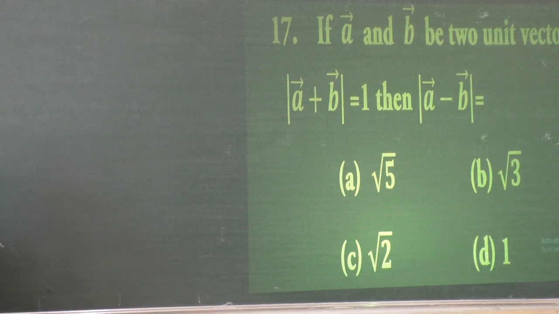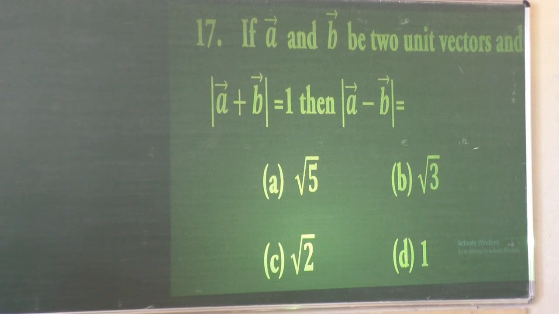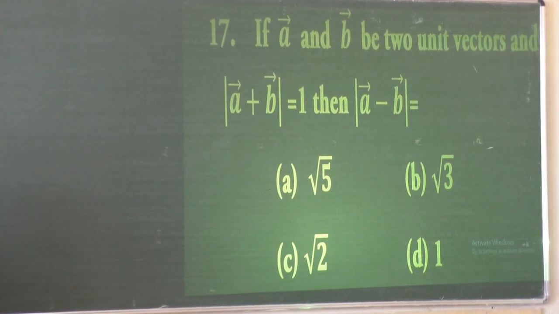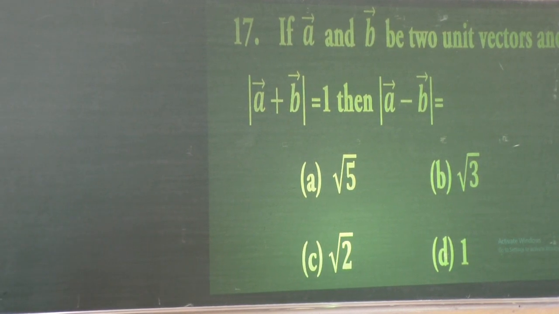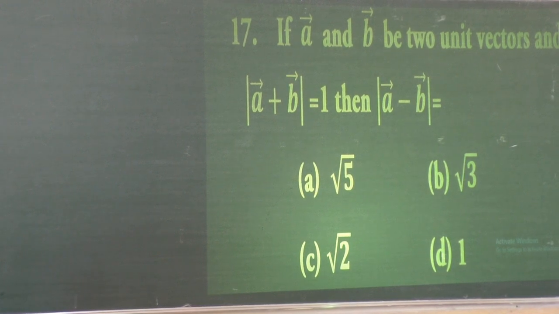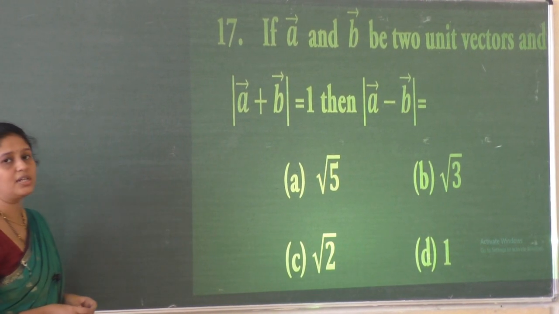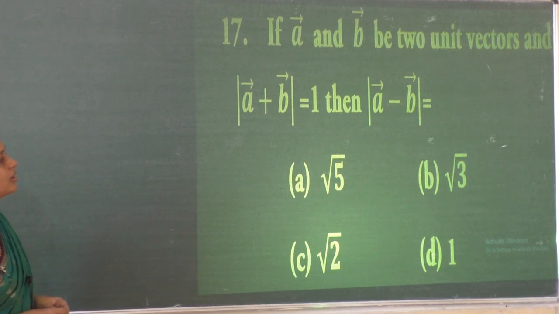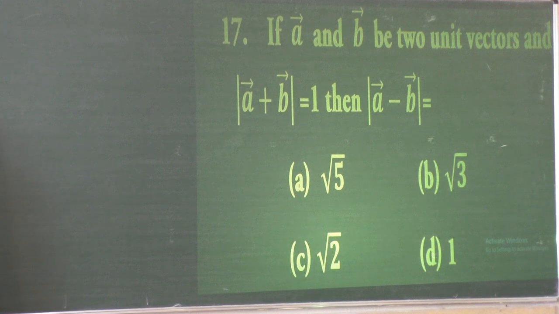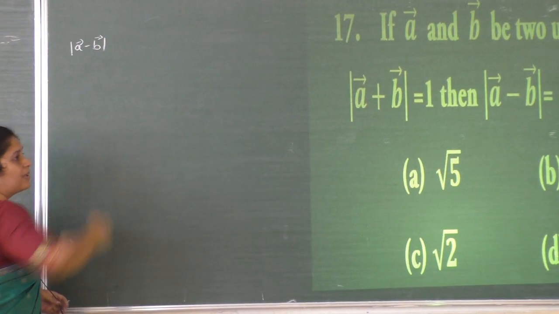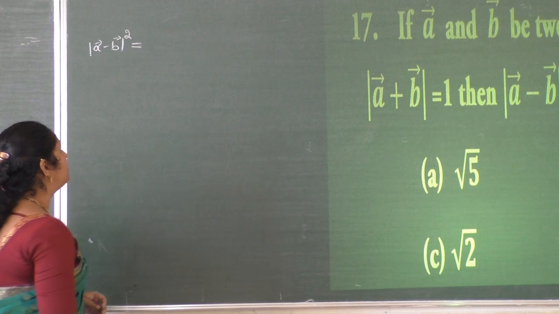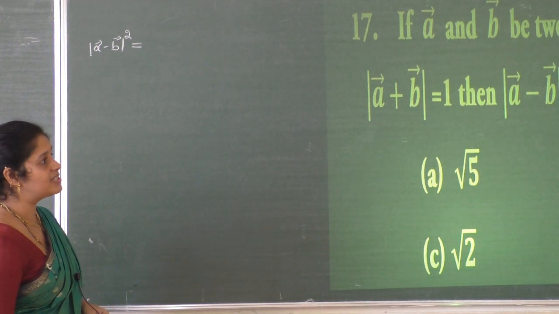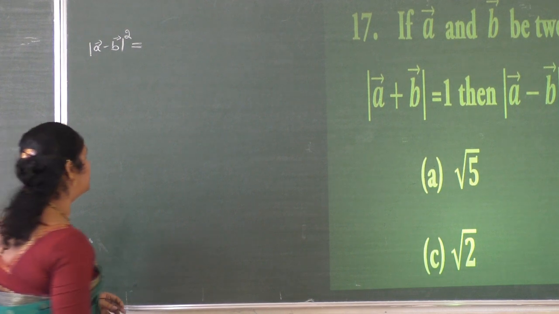Okay, question number 17. If vector A and vector B are two unit vectors, unit vector means magnitude of vector A and vector B is 1, and magnitude of vector A plus vector B is equal to 1, then what is the magnitude of vector A minus vector B? We require the magnitude of vector A minus vector B, but we have one formula, that is magnitude of vector A minus vector B whole square. Using this formula we are going to get the answer.